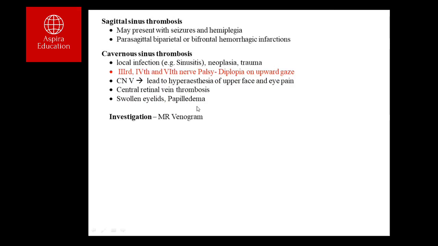The investigation of choice for any suspected case of cavernous sinus thrombosis, or any of the sinus thromboses, is usually the MR venogram, which will be able to clearly identify the thrombosis inside the veins. And treatment here is anticoagulation. Do remember, despite having a hemorrhage and hemorrhagic infarct, the treatment is anticoagulation, which is proven without doubt.